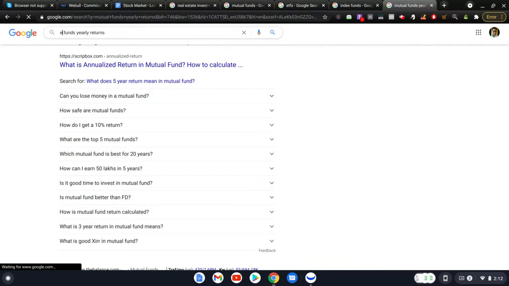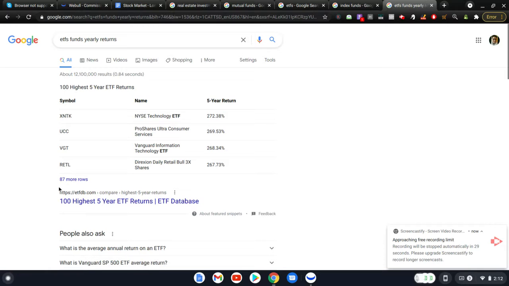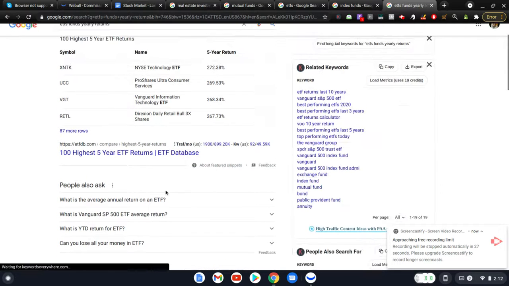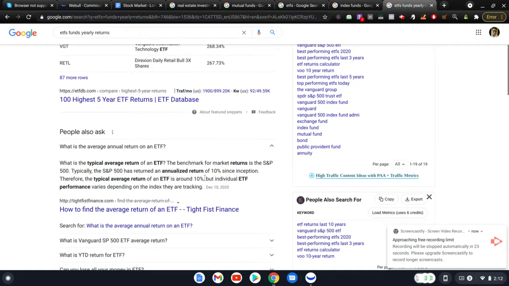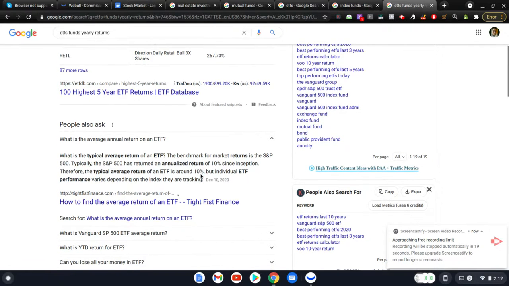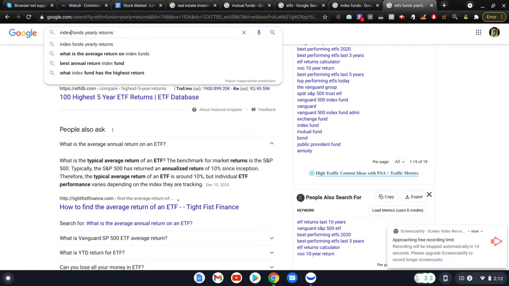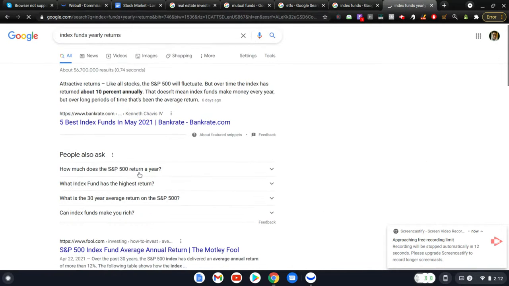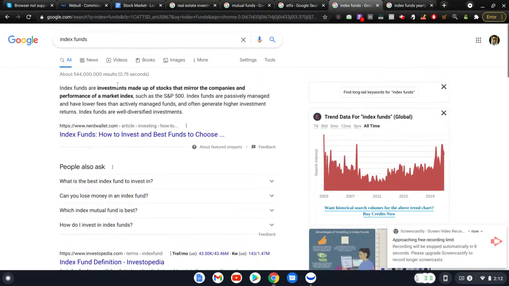So let's go ahead and search ETFs yearly returns. You can see that it really varies. It depends on which ETFs you select. For example, they're saying that a typical ETF could be about 10%, right? So it really depends on the one that you select. And the last one are index funds, which can vary around 10% as well. What are they? They're just multiple stocks in one portfolio.